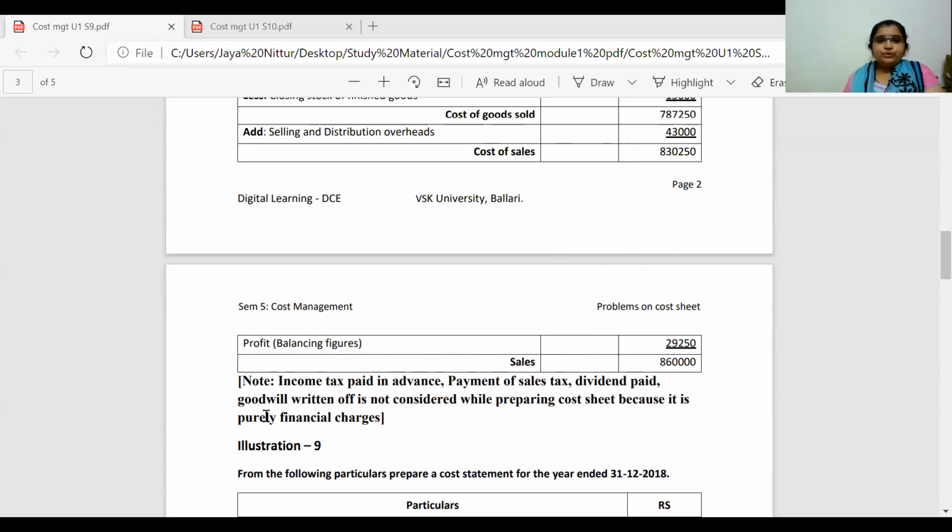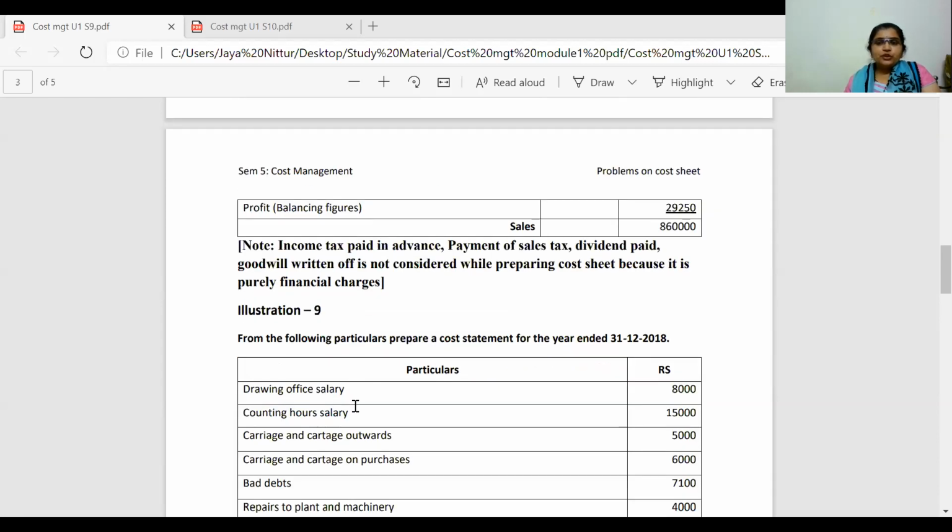As I already told you, income tax paid in advance will not come under the cost sheet. Again, the sales tax, dividend paid, and goodwill written off: these four items will not be considered in the cost sheet. Why? Because these are all considered purely financial charges. That is why we are not considering these expenses in the cost sheet. This is one simple example.